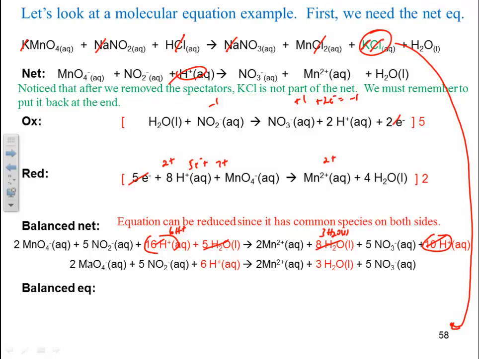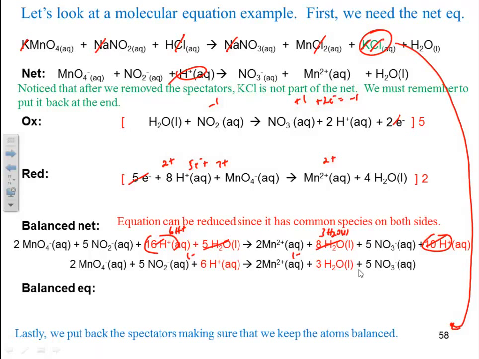What about charges? 2 minuses and 5 minuses, that's 7 minuses, and 6 pluses. That's a total of 1 minus. I have 2 2+s, that's 4 pluses, and 5 minuses, that's a total of 1 minus. So my charges and my atoms are balanced. This is the balanced net ionic equation. But I have to go one step further because this is a molecular equation, so I've got to put the spectators back on.